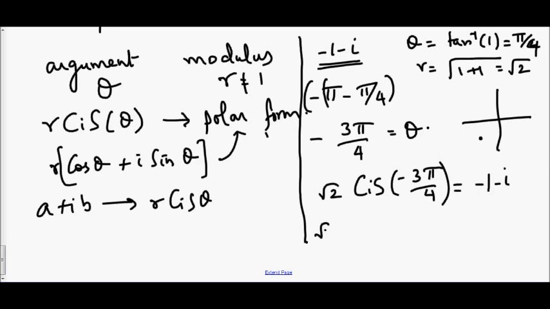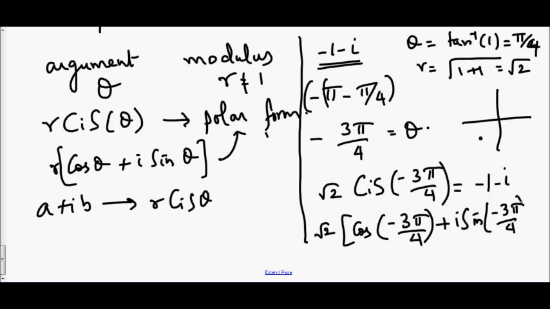So you can plug this into the calculator and see whether you are getting this answer. Cos minus 3 pi over 4 plus i sine minus 3 pi over 4. If you substitute the value of theta as minus 3 pi over 4 for cos and sine, you will get minus 1 minus i as your answer.